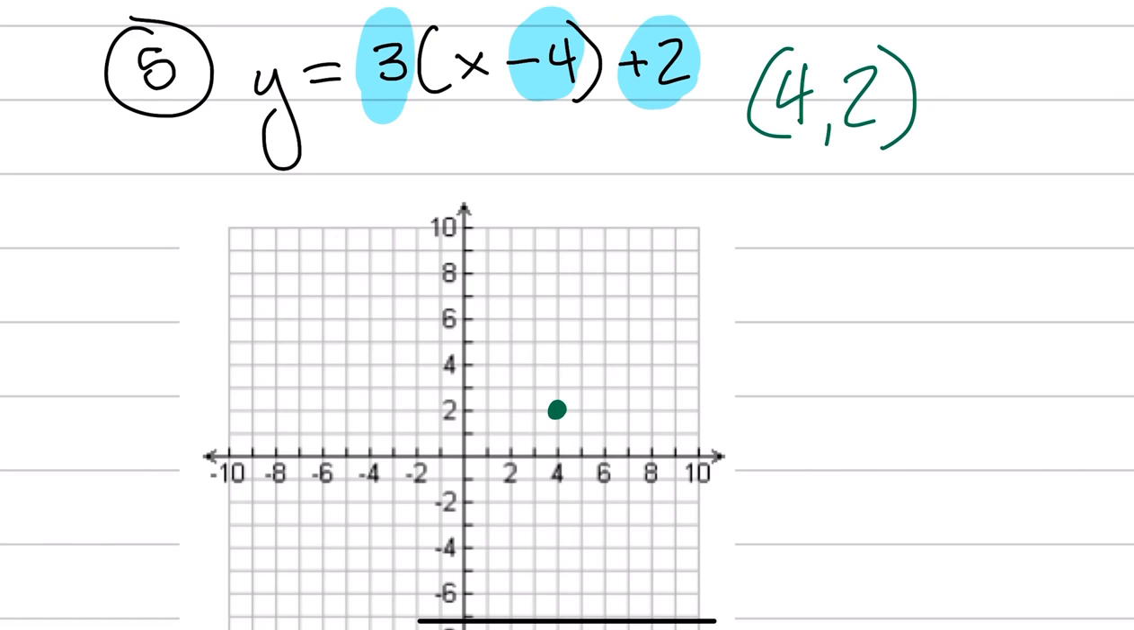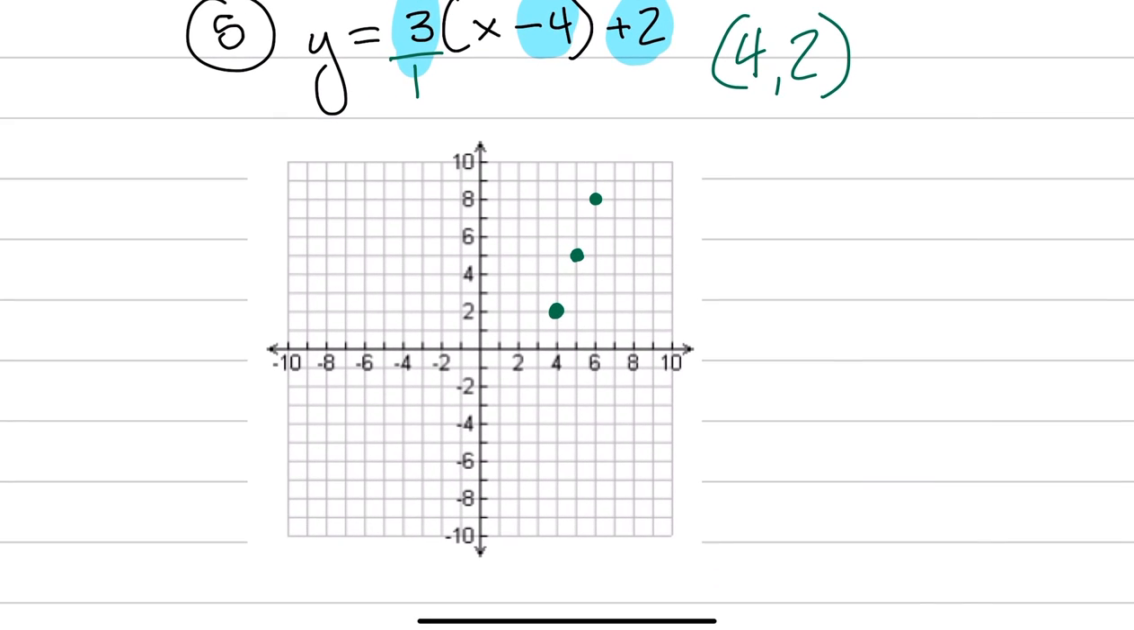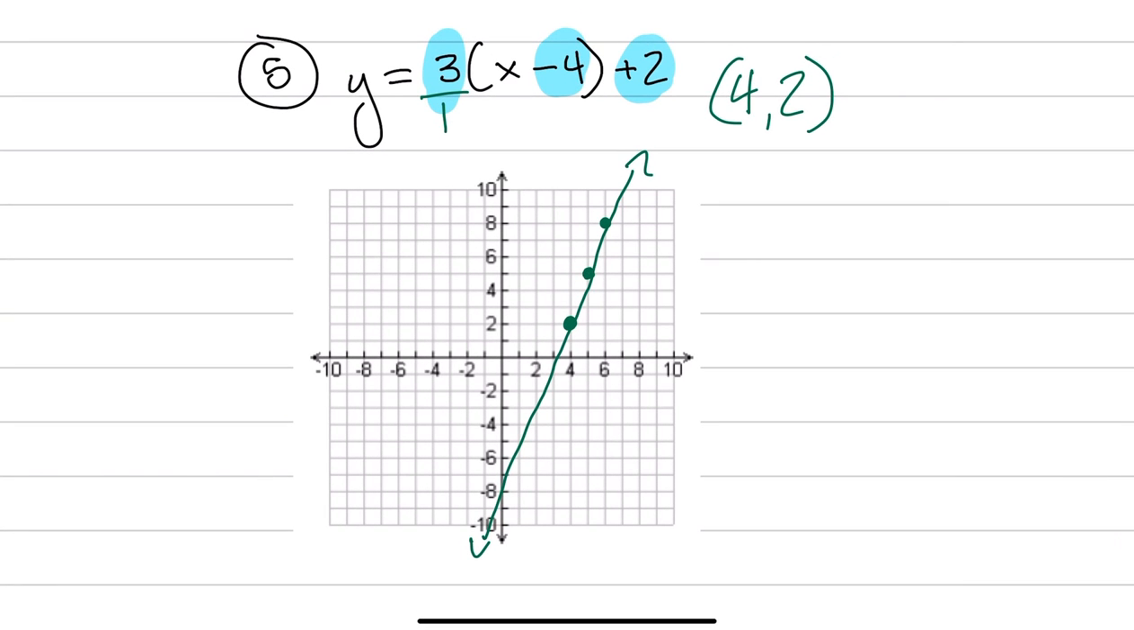And then we need our slope. We have 3, but we know it's going to be 3 over 1. So I'm going to start at my point. I'm going to go up 3, 1, 2, 3 over 1 right here. Okay. I'm going to keep going because I have enough space. So I'm going to start at the last point, go up 1, 2, 3 over 1 right here. Cool. Now I got 3 points, so I'm going to draw my line. And that is number 5.